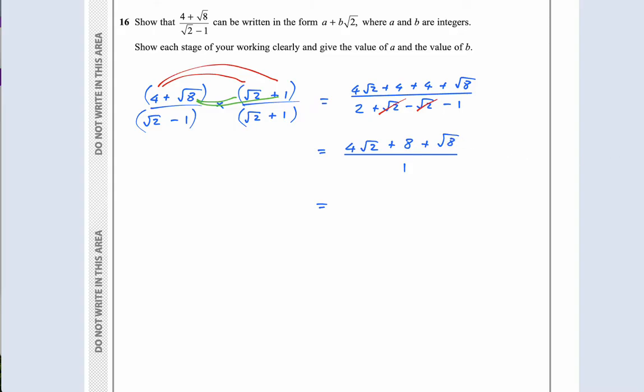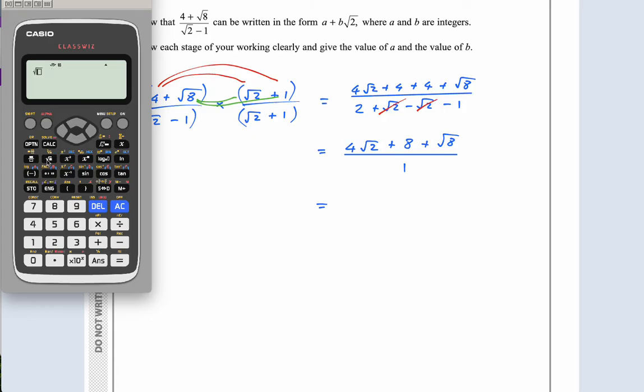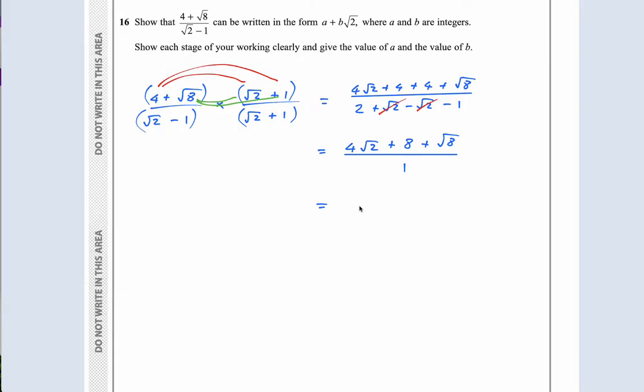Now, guys, root 8, if you do root 8 on your calculator, you can see it's actually 2 root 2. So this is 4 root 2 plus 8 plus 2 root 2. Why is it 2 root 2? Well, look, root 8 is equal to root 4 times root 2. Root 4 is 2, and root 2 is root 2, so we get 2 root 2. So it's 4 root 2 plus 8 plus 2 root 2, which is equal to, in this form, 8 plus 6 root 2. And that's the answer.